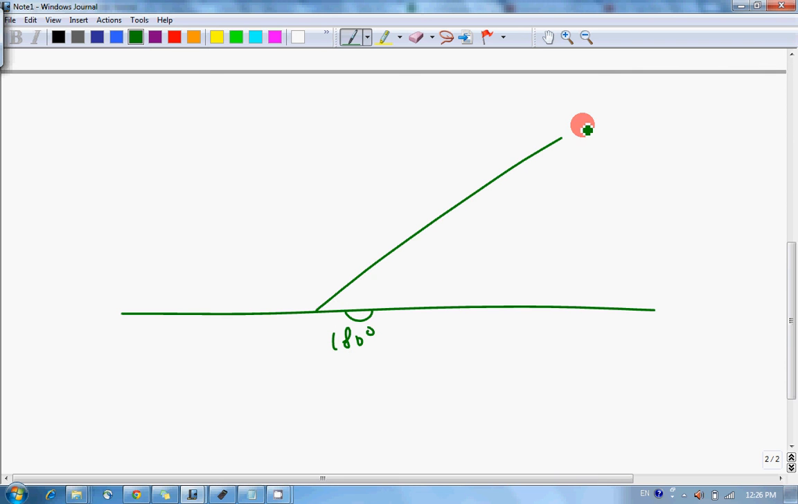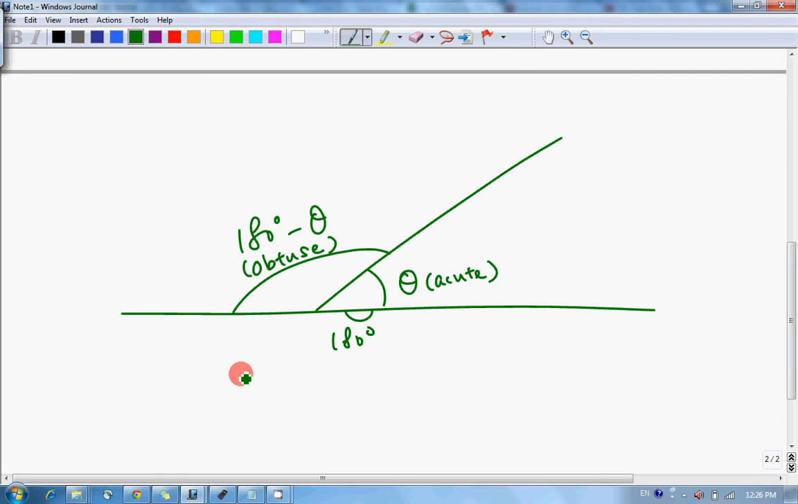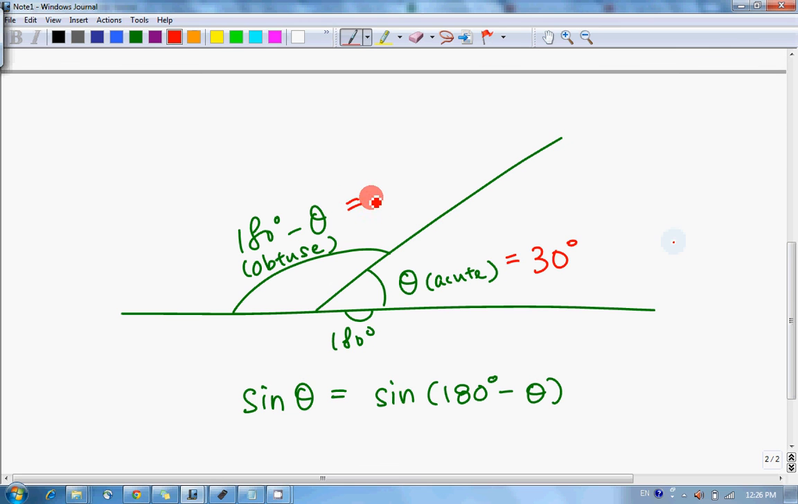So if I chop it into two, one of these must be an acute angle. Let's say I call this theta, and this must be acute. And the other angle, let's say this is 180 degrees minus theta, and this will be an obtuse angle. What we proved just now is sine theta is equal to sine of 180 degrees minus theta. If I give some value, let's say this is maybe 30 degrees, then this one will be 180 minus 30, 150 degrees.